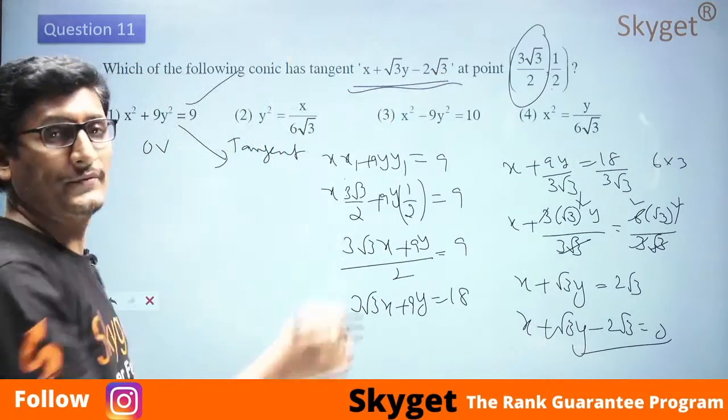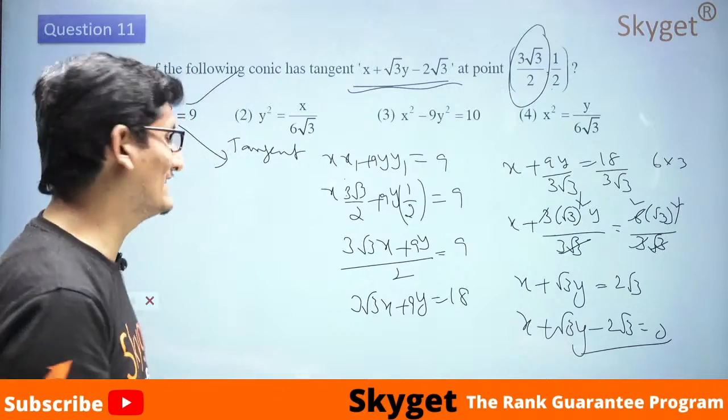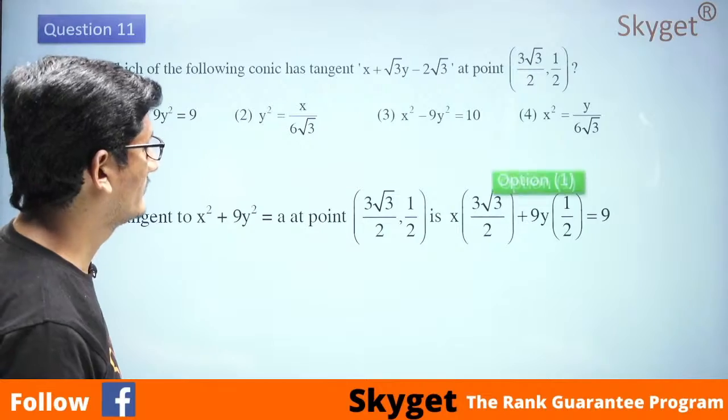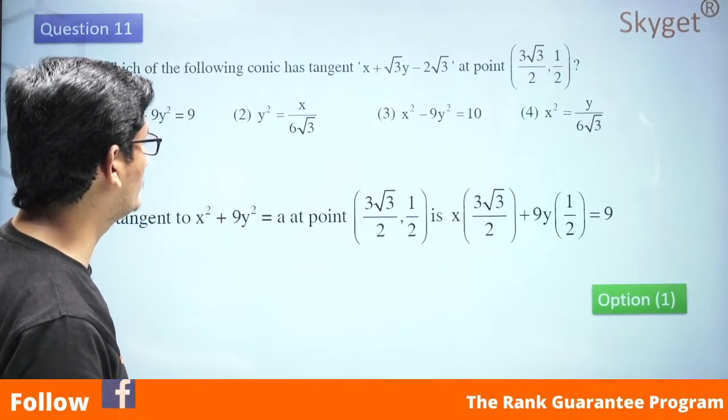This is the tangent. So the same tangent equation we got here, x plus root 3 y minus 2 root 3. So what's the option? First option is correct, students. That's it here. See the next one now. So here the entire solution is given.